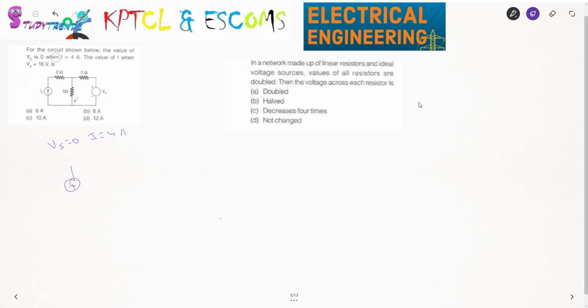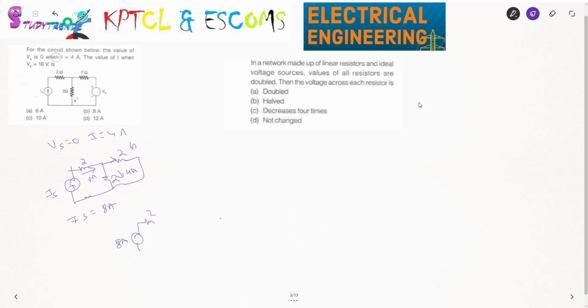So let's consider the circuit like this. Is is like this, 2 ohm is there, 2 ohm. So Vs is 0, so it is short circuited. So what will be I? I is 4 ampere, right? So by using this we can calculate what is the Is. If 4 ampere is coming here, here also 4 ampere is going, so total main current will be 8 ampere. So Is is equal to 8 ampere. Next, the value of I when Vs is equal to 16 volt.